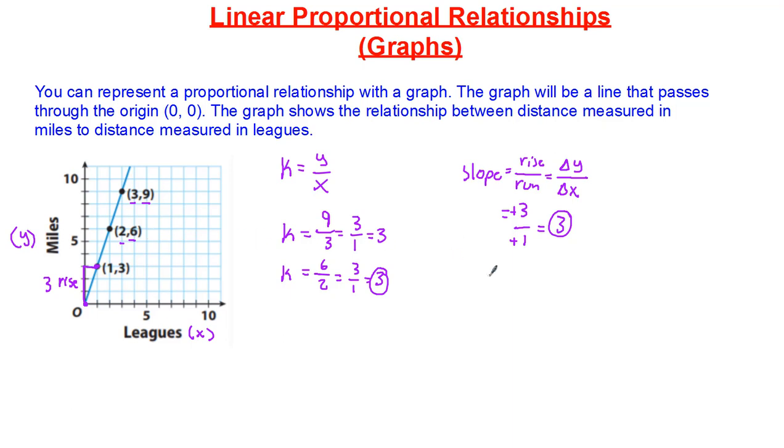Okay, so let's go ahead and create our equation now. So we have y equals kx. Our k here is going to be equal to 3. So our equation is going to be y is equal to 3x. Alright, using either the constant of proportionality or the slope. Let's try another example.